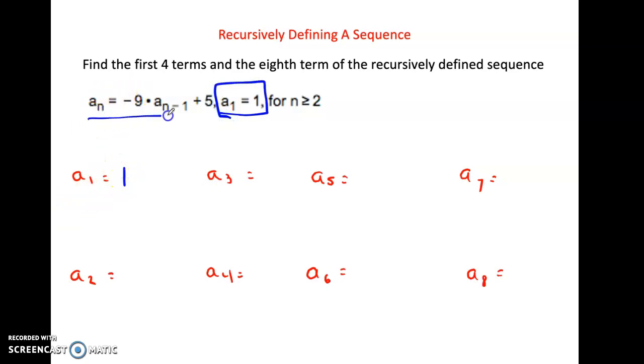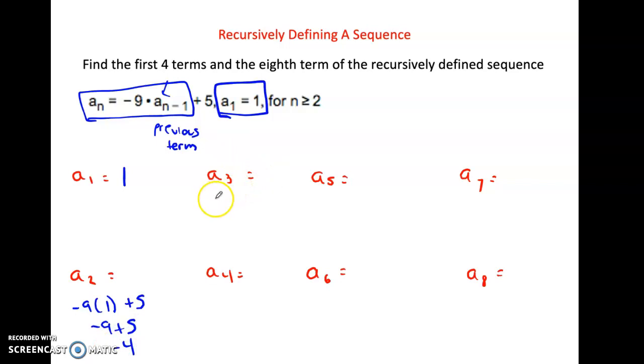Okay, this is where they are establishing the formula. So they're saying in order to find your a sub n, whatever number that may be, you're going to multiply the previous term by negative 9 and then add 5, order of operations. So in order to get a sub 2, we're going to multiply negative 9 times the previous term 1 plus 5. So we're going to get negative 9 plus 5, which is negative 4.